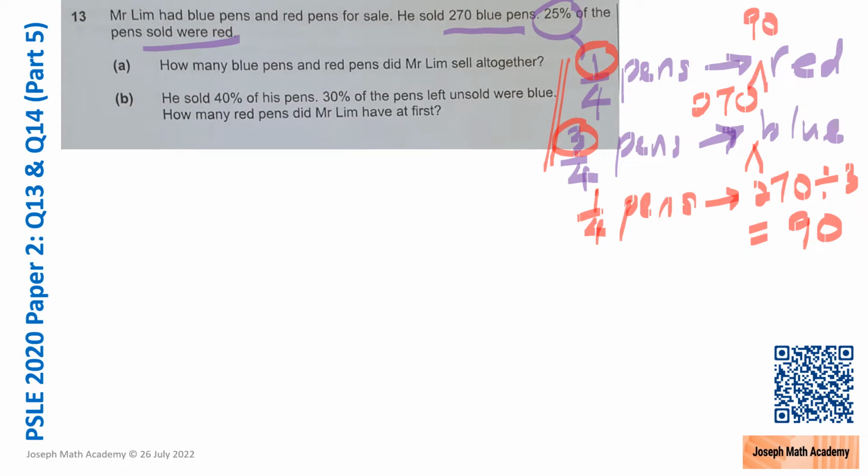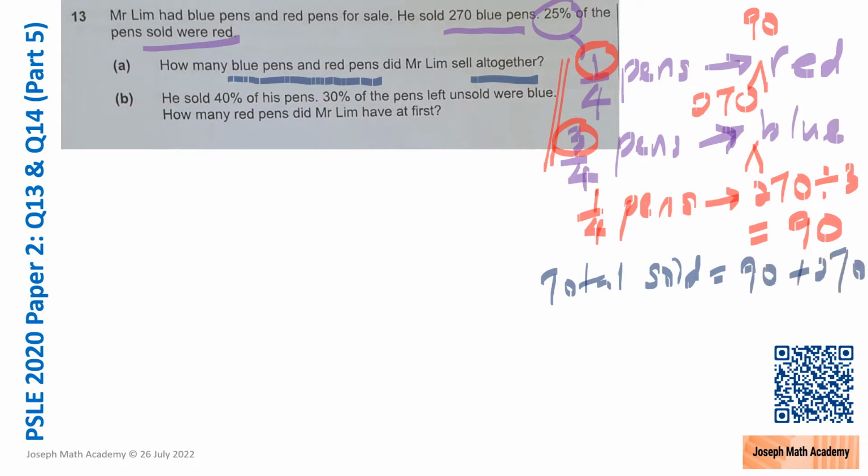Okay, now let's take a look at question A. How many blue pens and red pens did he sell in total? In total means the 90 red pens plus the 270 blue pens. So in total, the total sold will be 90 plus 270. That gives us 360. That's one way. So A is solved.